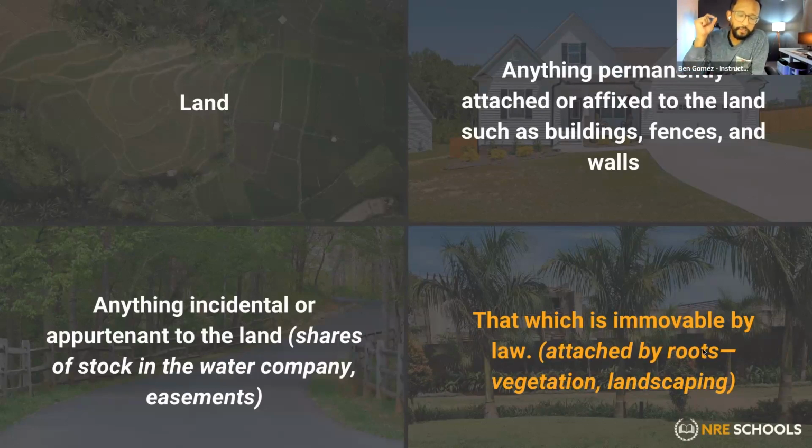So anything growing into the ground, that's all real property. Land, anything affixed, like walls, fences, stock, water rights, rights to the river, rights to the lake, and then your landscaping, all that's real property. Everything else is personal property. Or a fixture, which is also real property. I know, a lot of vocabulary on that.